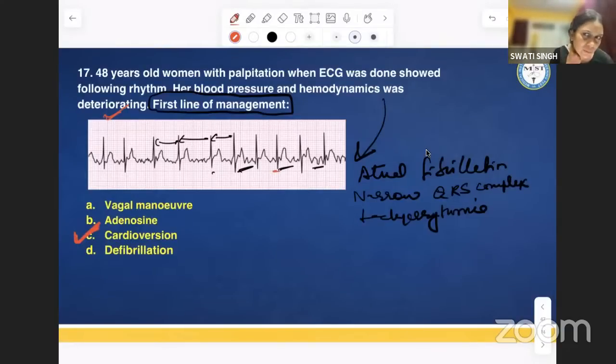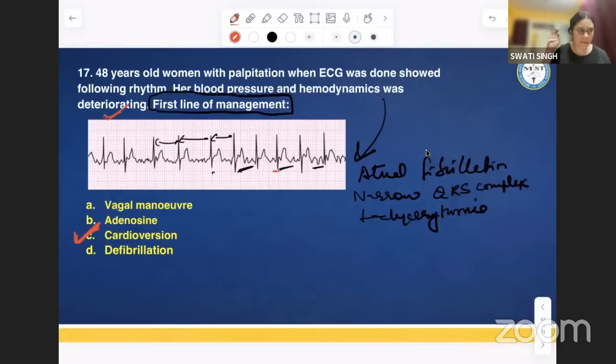Anuj, why have you written esmolol? It is symptomatic tachyarrhythmia. If it was asymptomatic, I would have given a beta blocker. But in symptomatic, I would immediately do cardioversion. Got it? Any doubt? I hope, Taki, you will not make a mistake.